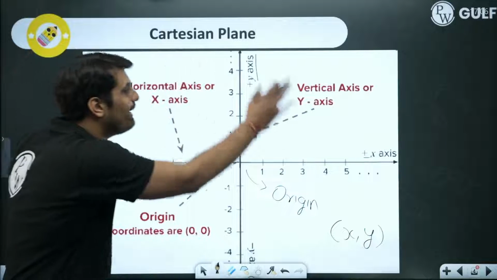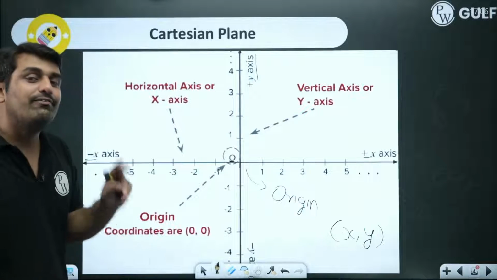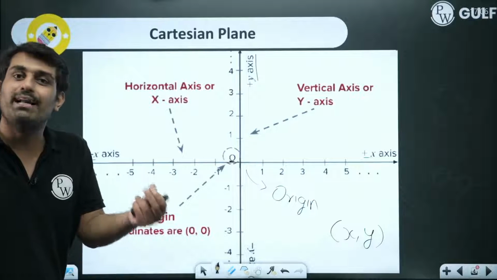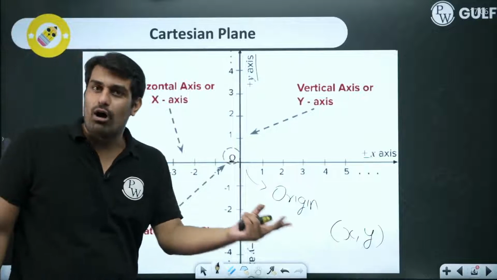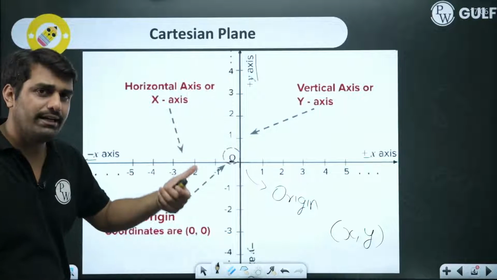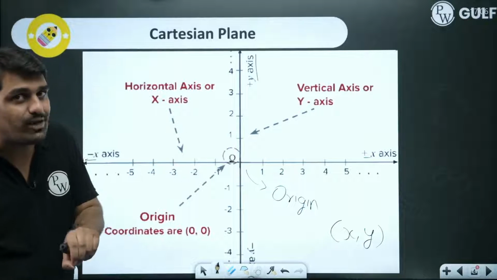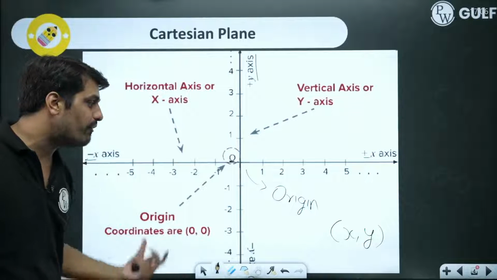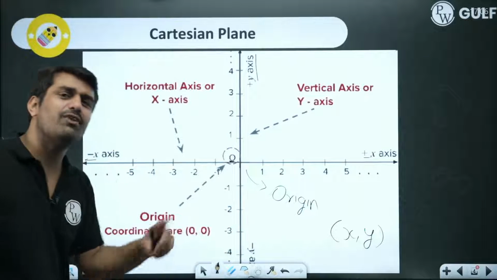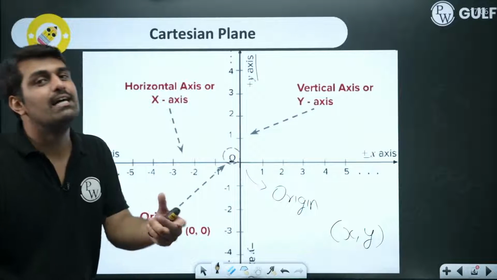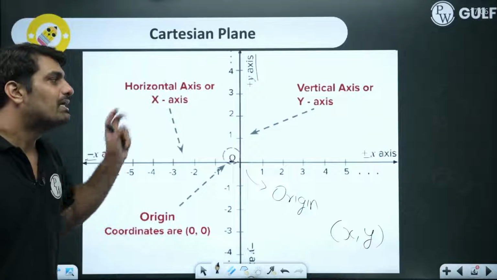First of all, this basic detail should be very clear that we are using a Cartesian plane which is made up of two axes. X-axis a horizontal one, y-axis a vertical one, intersecting at a 90 degree angle at a point which we call the origin, which we are taking as a reference point from where everything is starting, and that is why we have 0, 0 as its coordinate. Fine. These are the basic things.